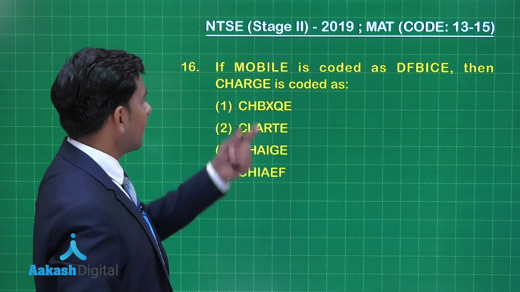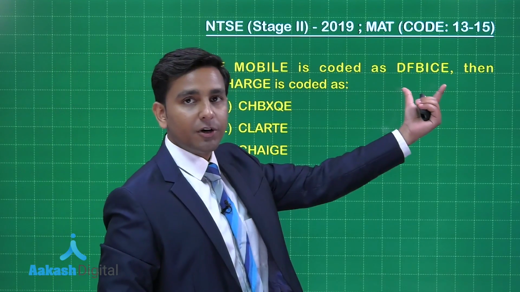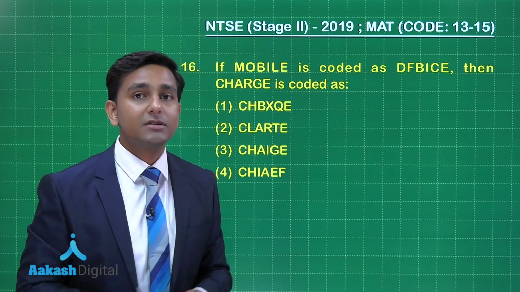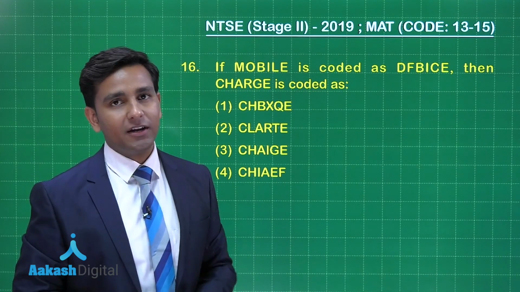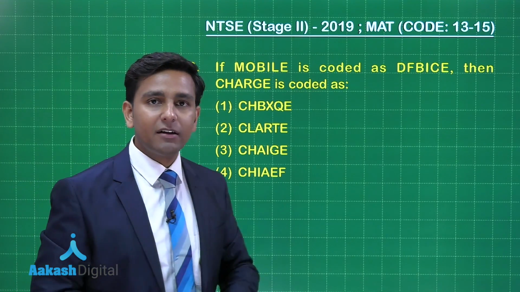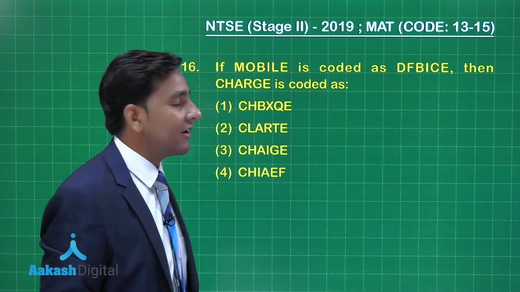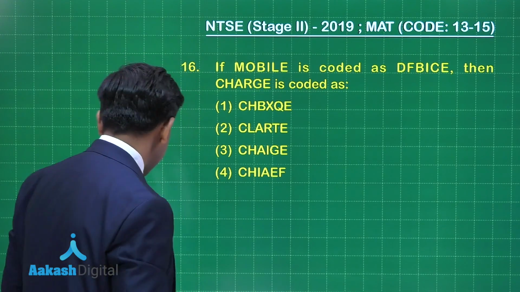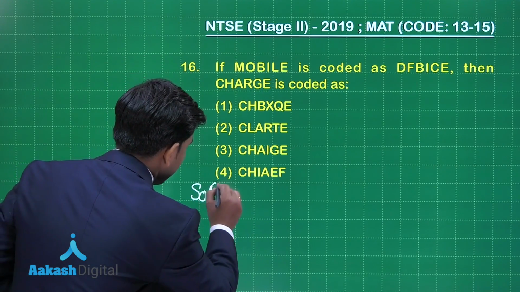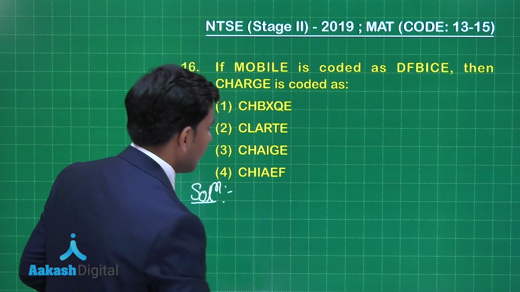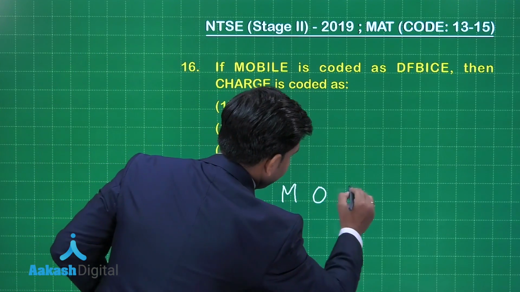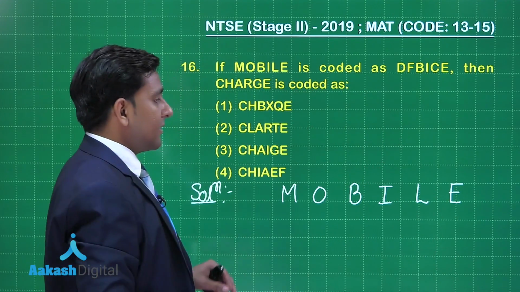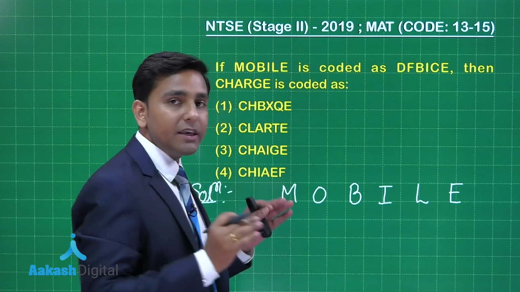This question states if the word mobile is coded as this particular word, then what should be the code for the word charge? That means this question is from coding and decoding. That means first we have to decode the coding pattern and then we have to apply the same coding pattern for this word charge to get the correct answer for this question. Now let's solve this question. First of all, the given word is mobile. Clear?